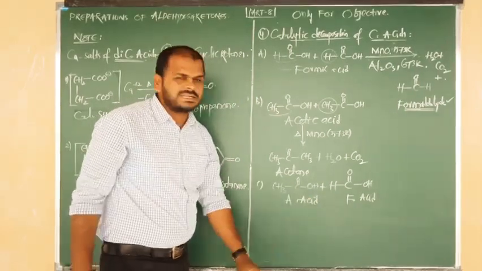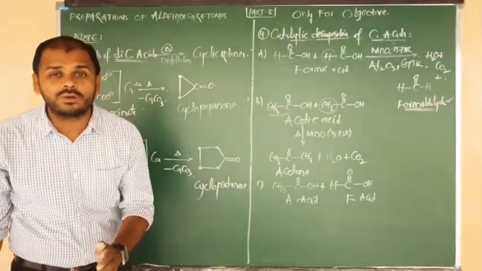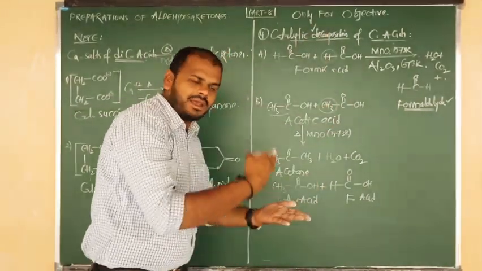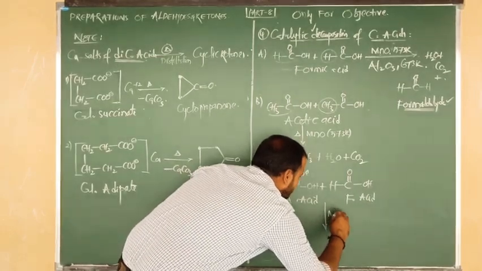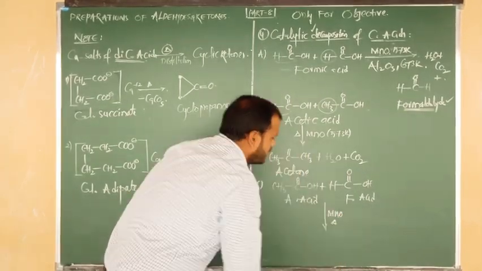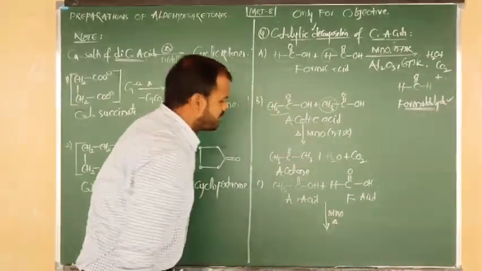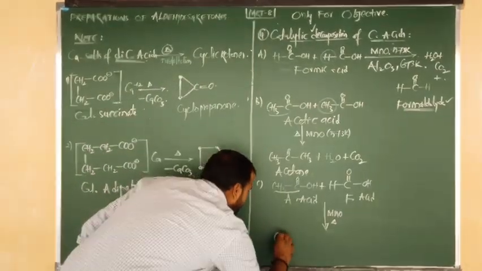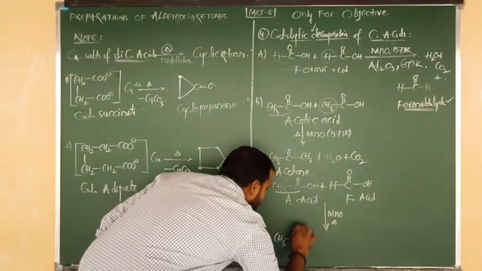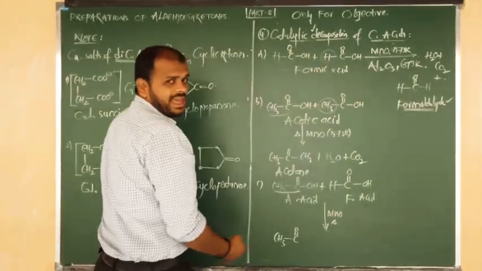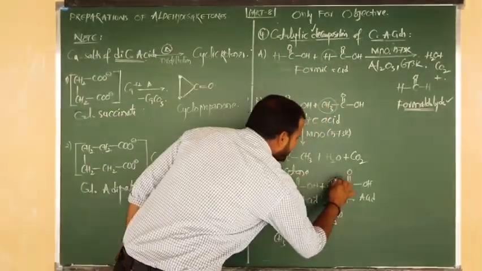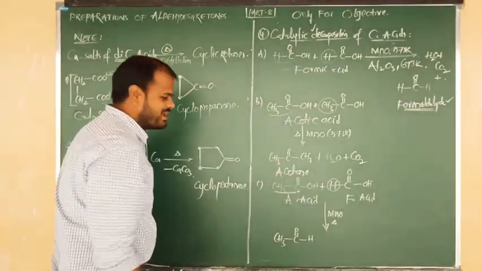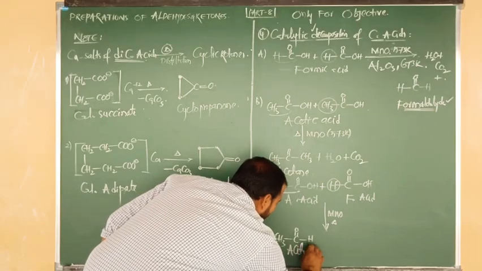So a mixture of acetic acid and formic acid, by passing over the surface of manganese oxide or alumina, undergoes catalytic decomposition. The product is CH3 C double bond O. Here also the same, CH3 C double bond O. From the second molecule we have to take H. So H attacks upon C double bond O CH3. What is the name of your product? Acetaldehyde.